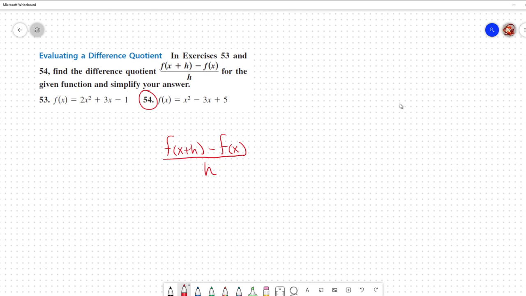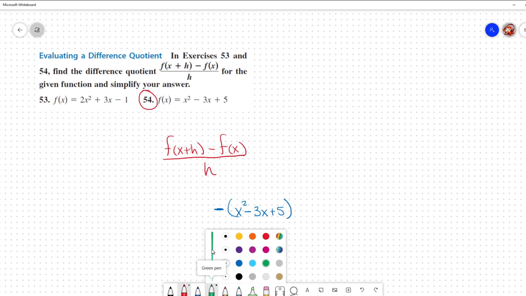So first, remember, setup, then cleanup. For setup, we're going to substitute. So f of x is going to be our x squared minus 3x plus 5. Remember, you are subtracting the whole function. We talked about this in class the other day. So when I do the substitution, I wrap the whole function in parentheses because I'm going to be subtracting all of that. Now I've got to figure out, well, what is f of x plus h?